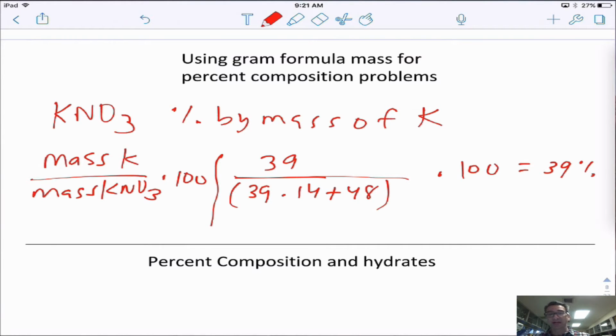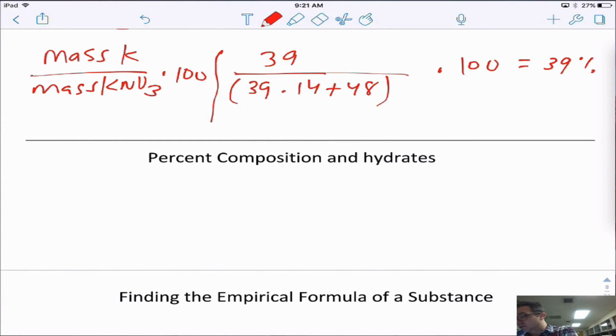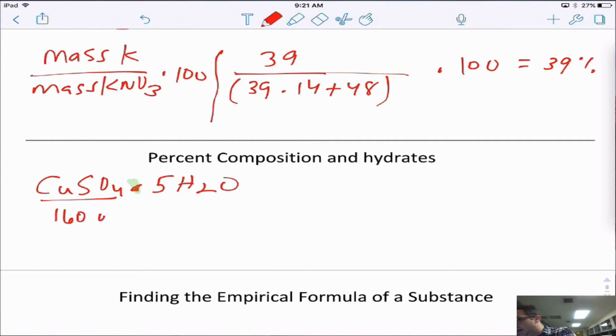Now there's something called hydrates, and we can do percent composition of hydrates. With percent composition of hydrates, we would have something like this, CuSO4·5H2O. Now a hydrate has this water molecule associated with it. I know that this looks like a multiplication sign, but in reality it's not a multiplication sign, it's really an addition sign. And so we can find the masses of both of these. So we have the mass of copper sulfate, that would be 160 grams. We have the mass of the 5 waters, that would be 90 grams.